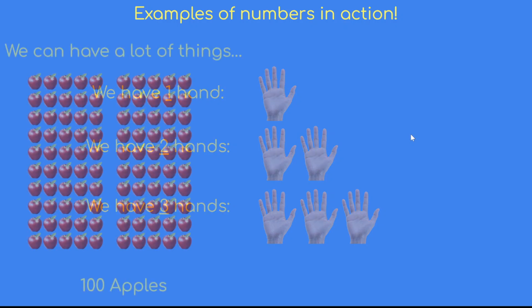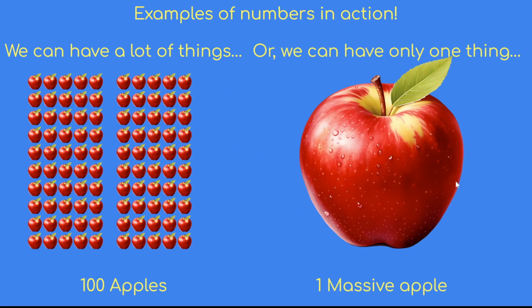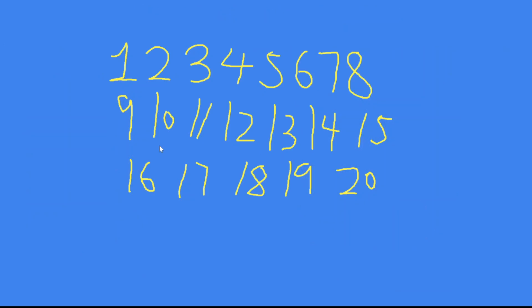And then we can also have 100 apples or a really big apple. And that is the numbers from 1 to 20, or as we will later learn, the positive integers. However, I want to introduce another number today that is a little bit more special. And that number is called 0.